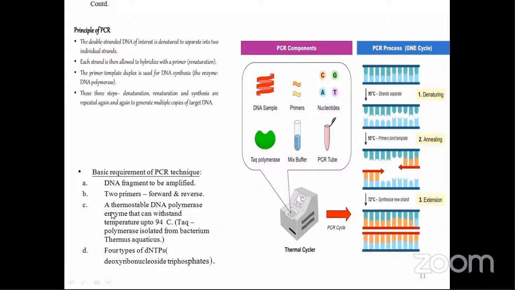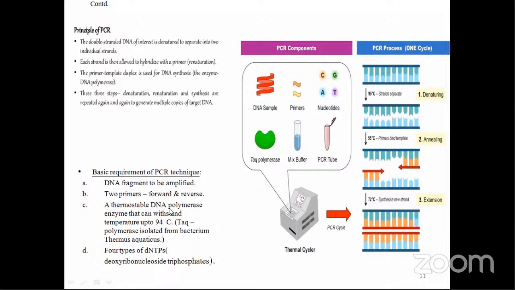Now let's read this point. What are the basic requirements of the PCR technique? DNA fragment to be amplified. See this, this is the DNA material or DNA fragment which is to be multiplied or amplified. Then we need two primers. See, these are the two primers. One which is moving in a forward direction, another which is moving in a reverse direction.